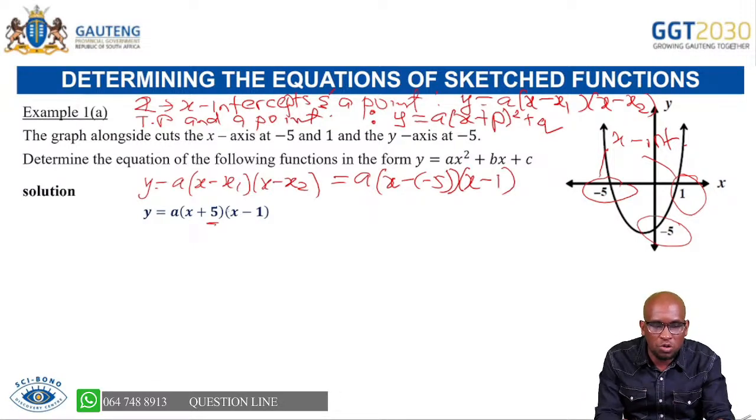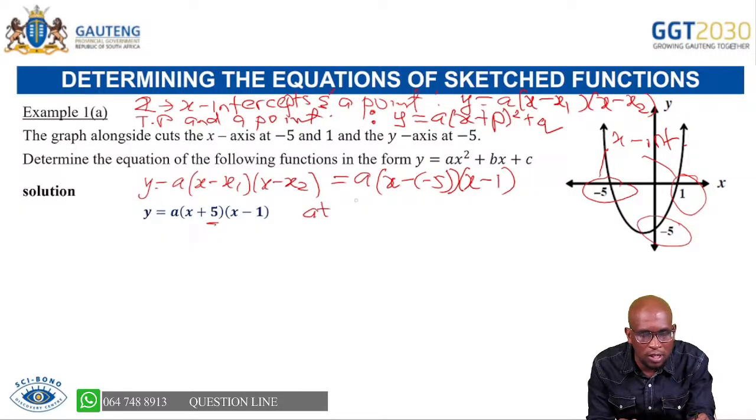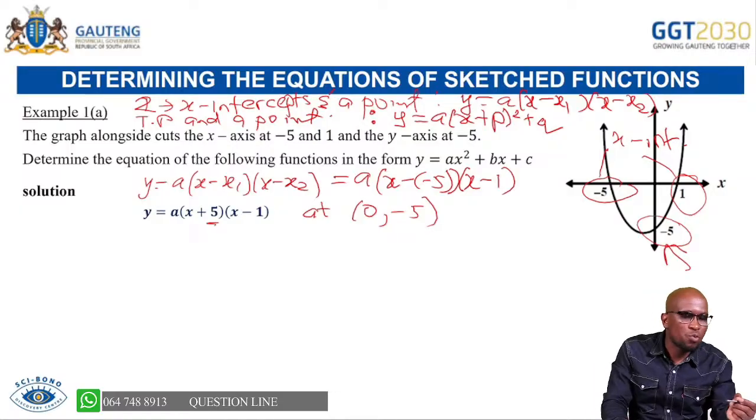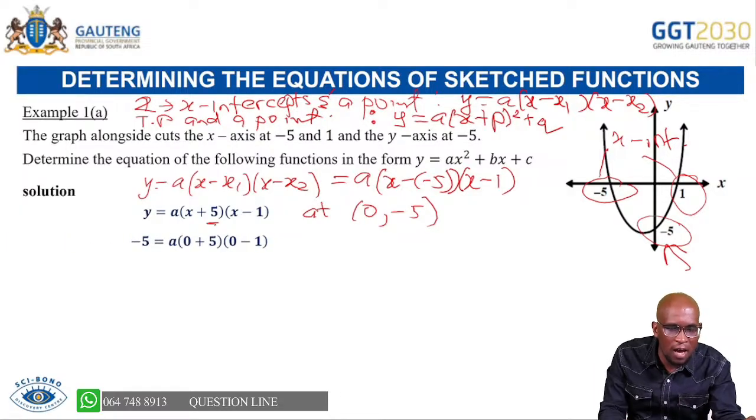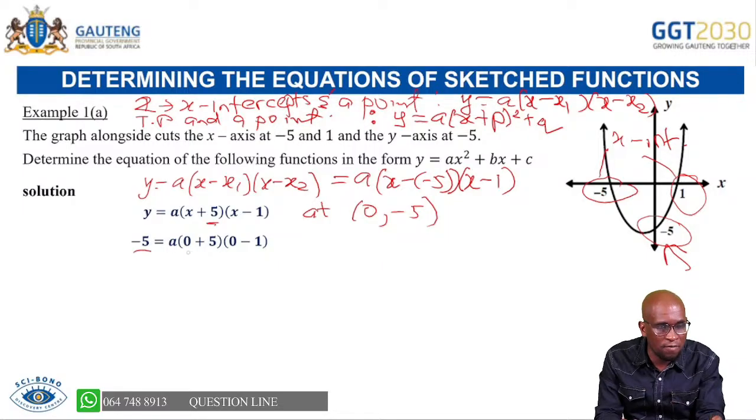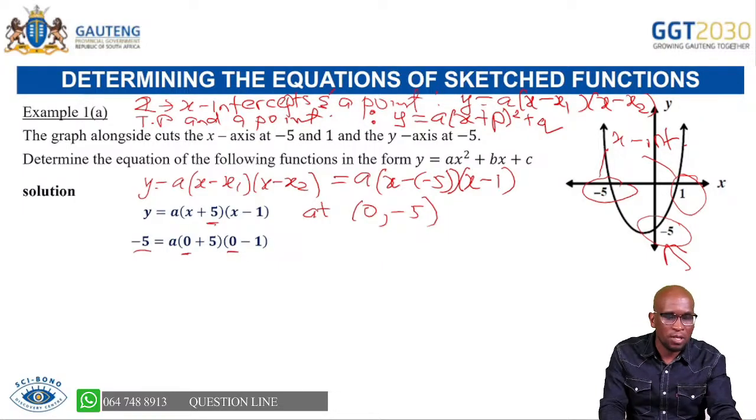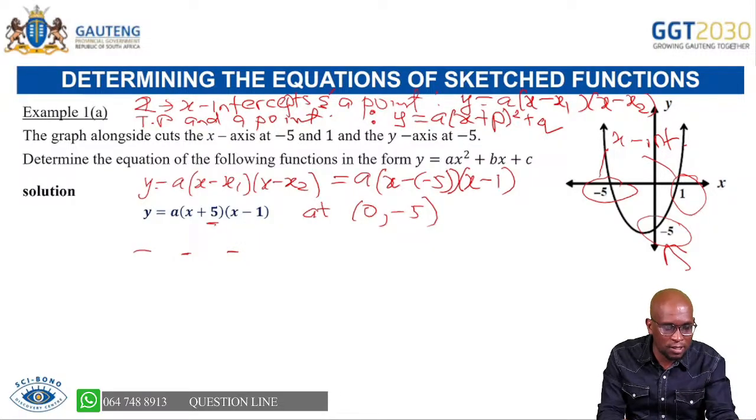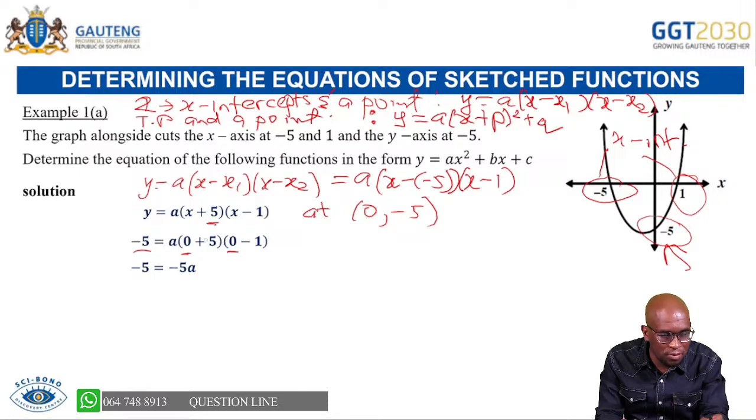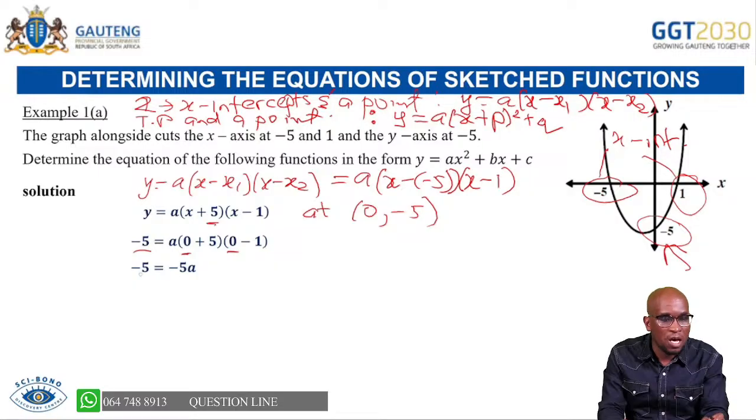Then we need to substitute the additional point, the point (0; -5). This is the additional point there. When we substitute the point (0; -5), where we see y, we put negative 5. Where we see x, we put 0. And then from there, we can open those brackets. We multiply: 0 plus 5 is 5. 5 multiplied by negative 1 is negative 5. And then negative 5 is equal to negative 5a. Dividing both sides by negative 5 yields a is equal to 1.